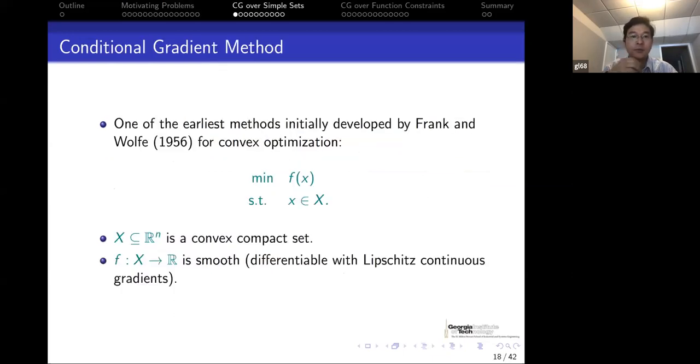It turned out we can use a very simple algorithm, a conditional gradient method, to address some of these challenges. The conditional gradient method is one of the earliest first-order methods, initially developed by Frank-Wolfe for solving a simple convex optimization problem. You minimize the convex function f over a convex compact set. In the basic setting, we assume that f is smooth. That means f is differentiable and the gradients are Lipschitz continuous.